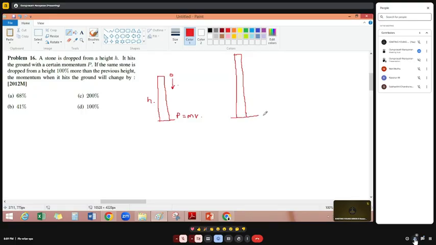Okay. If you are having trouble understanding that, it means h plus 100% of the h. So how did I get 2h? Because 100% means 100 divided by 100, which becomes 1. So h plus h becomes 2h.